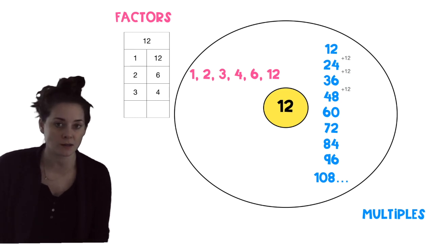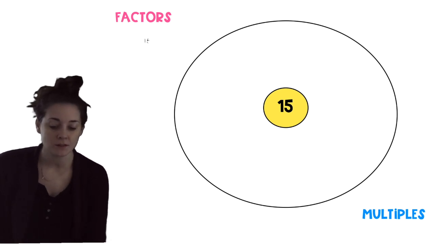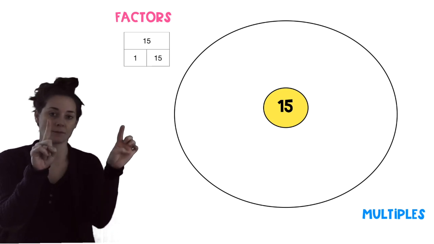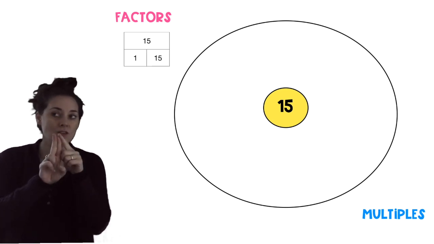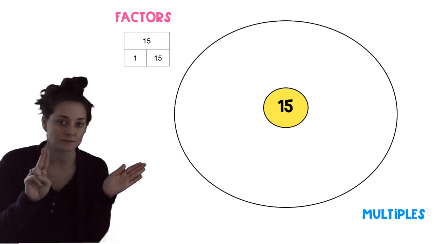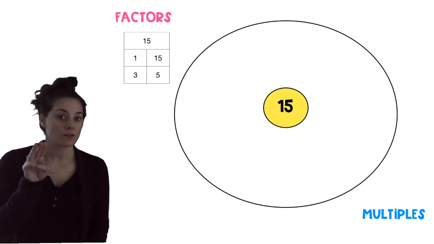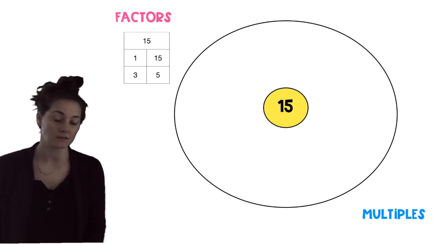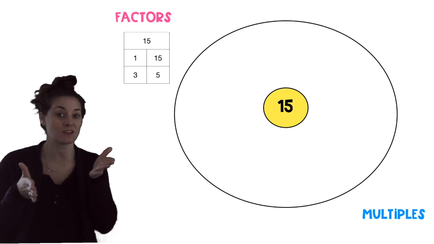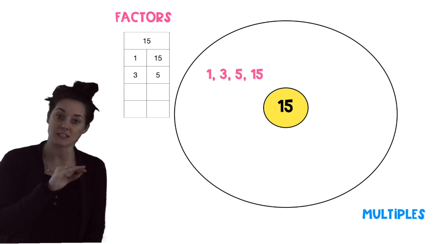You ready to try another one? Here we go. 15. Let's do our factor table. Put 15 at the top. Start with 1. We know 1 times 15. 2. Well, I know that 15 is an odd number, so there's no number times 2 that's going to make 15. So I skip 2 and move to 3. 3 times 5 is 15. There's no other numbers. 4 times anything doesn't make it, and now I'm back to 5. I know that my factors are 1, 3, 5, and 15.